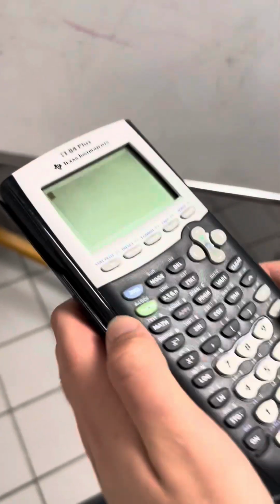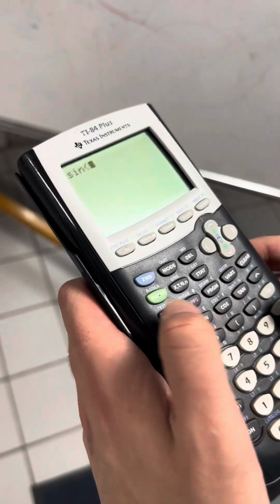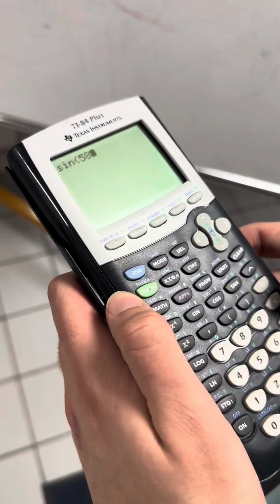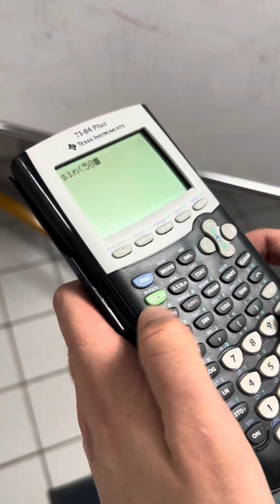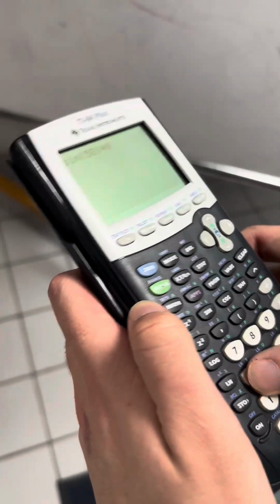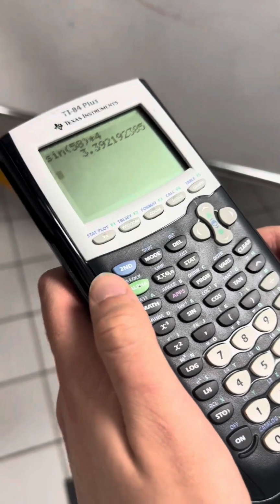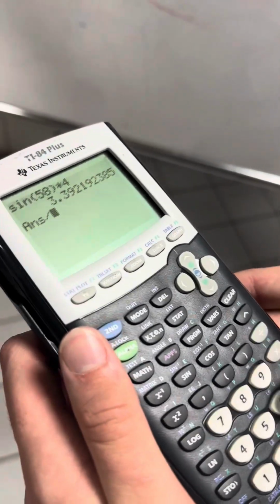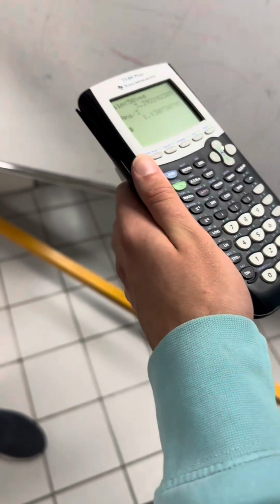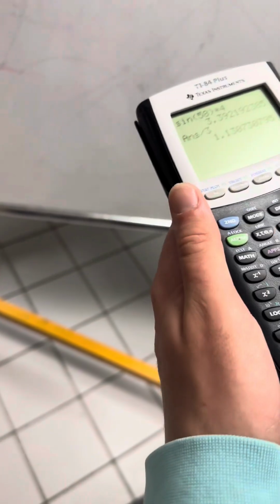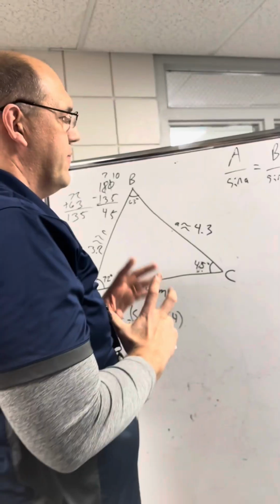Yes, turn it on. So sine 58 times 4. Oh, we did not close the parentheses. 58 times 4. I did this wrong, didn't I? No, that's fine. Keep going. Divided by 3. And then times the negative. What did we do wrong? So here's one thing about this.